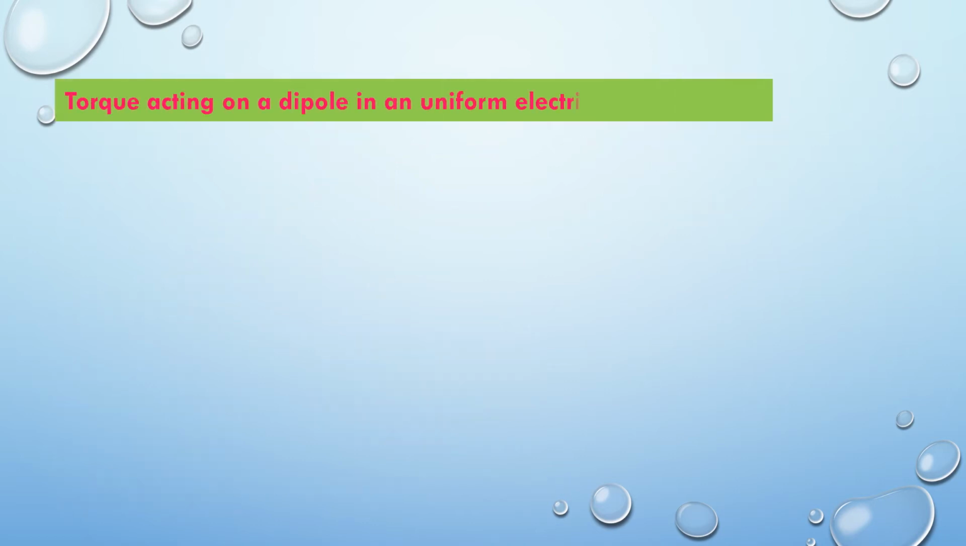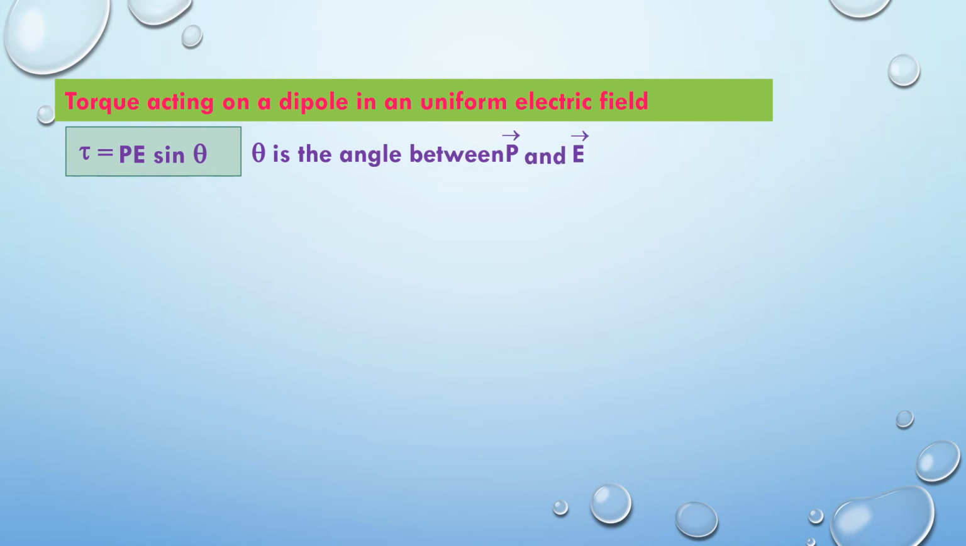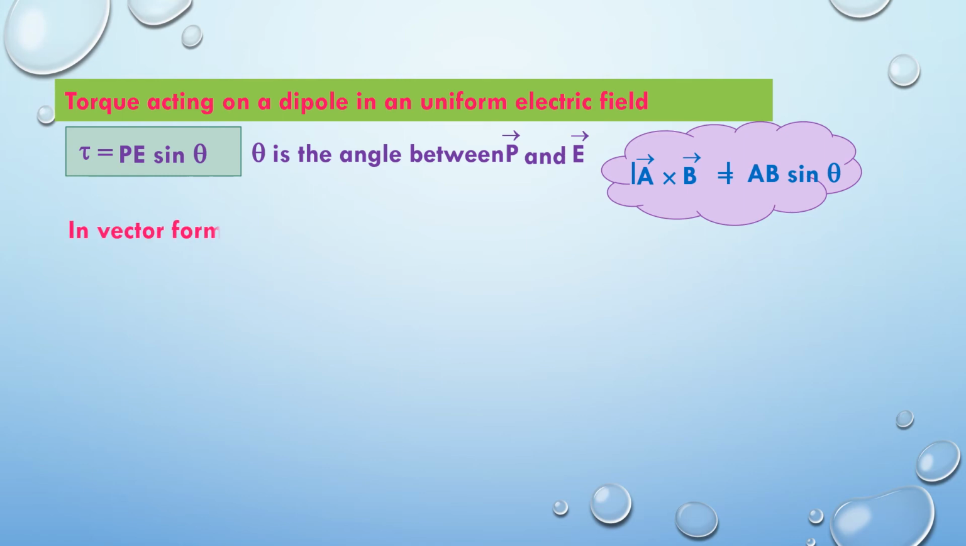Now, the torque acting on a dipole in a uniform electric field has been given by the expression torque is equal to PE sine theta, where theta is the angle between them. So I can take this as modulus of vector A cross vector B is equal to AB sine theta. Therefore, in vector form, torque should be written as vector P cross vector E.